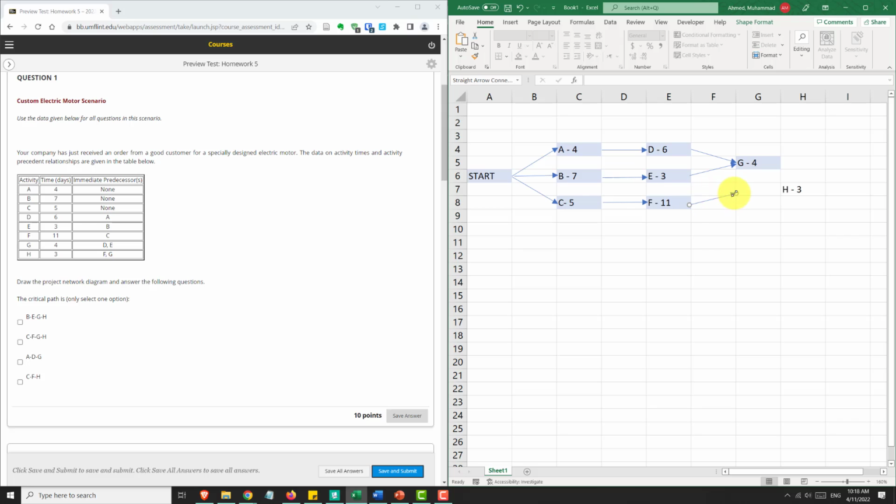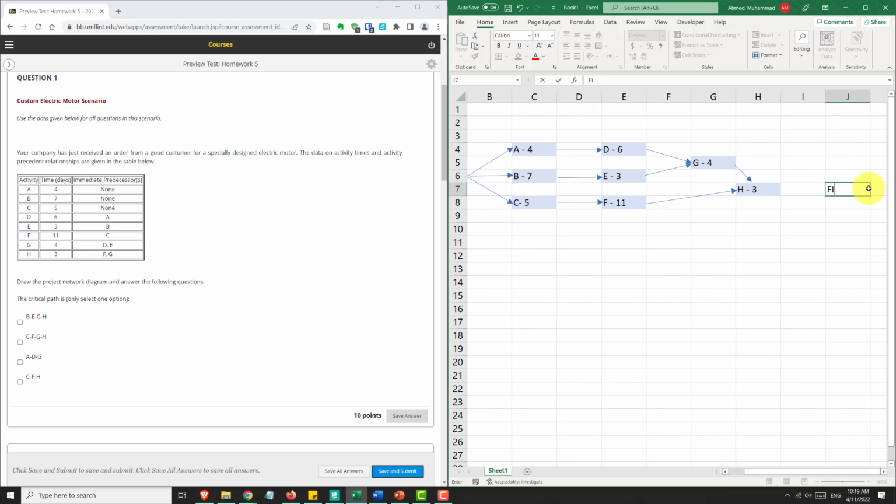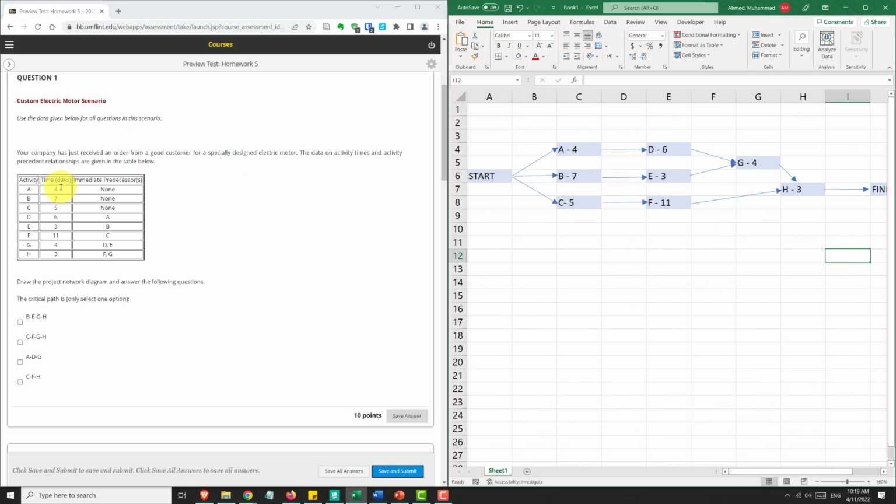Now you need to have done F to be able to do H, and you need to have done G to be able to do H. And there's no other activity. Once you finish H, you're done. So if you want, you can draw a finish node or end node. You can call it finish or end, and we can draw an arrow there. So this is our network diagram, which represents the information given in this table.